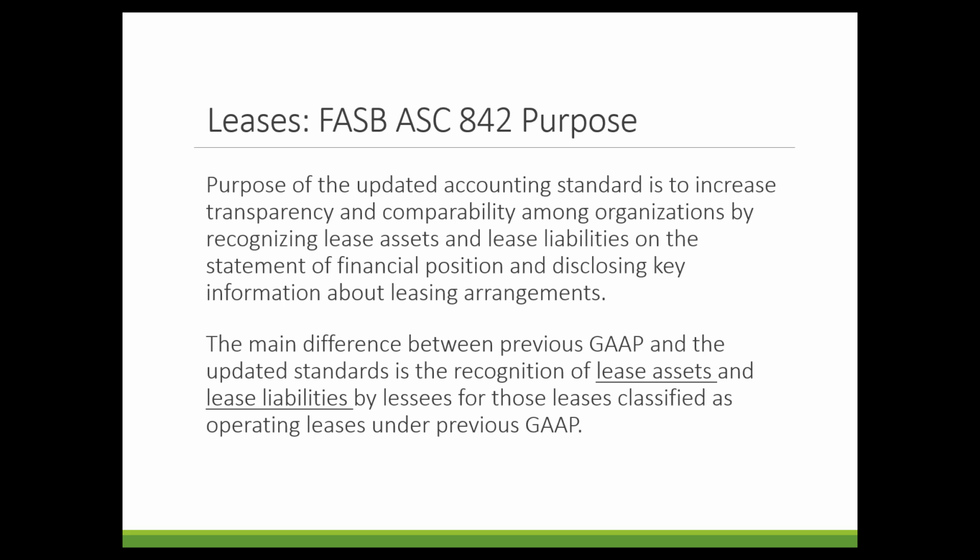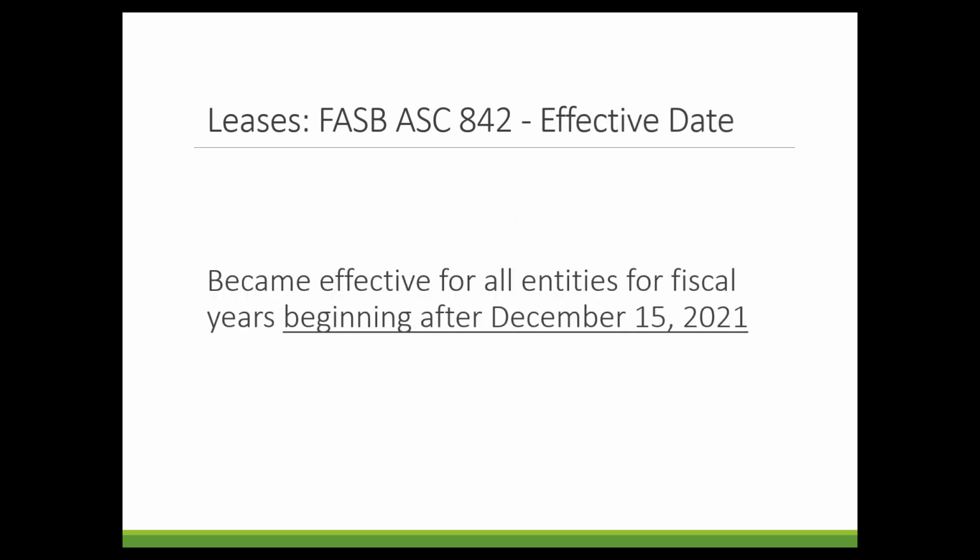The main difference between previous GAAP and the updated standards is the recognition of those lease assets and lease liabilities by lessees for those leases classified as operating leases under previous GAAP. The effective date for the new standard was for fiscal years beginning after December 15th, 2021. So hopefully this is more a refresher for everyone instead of learning something new.